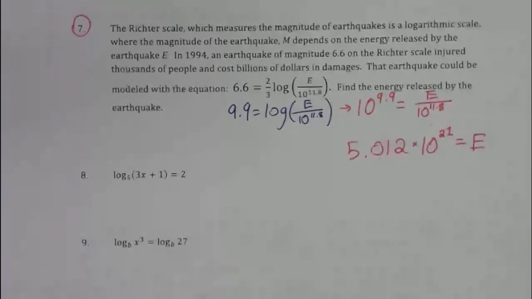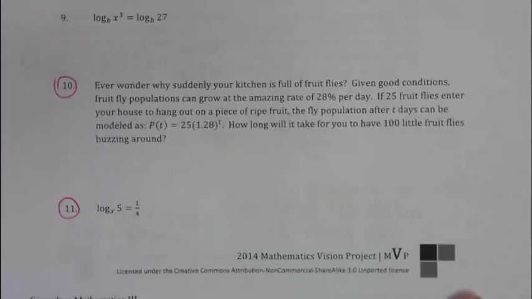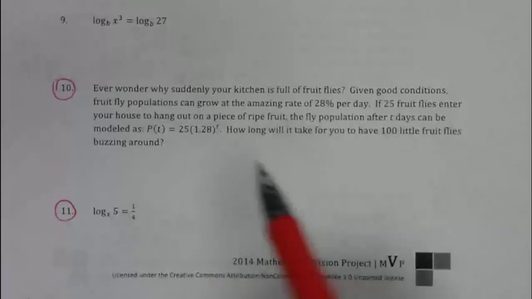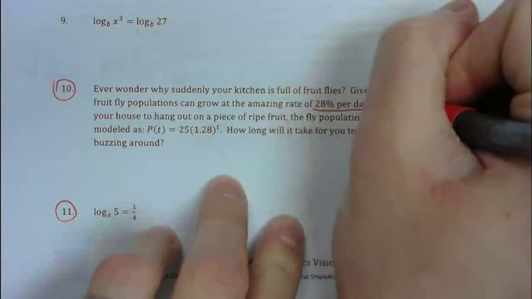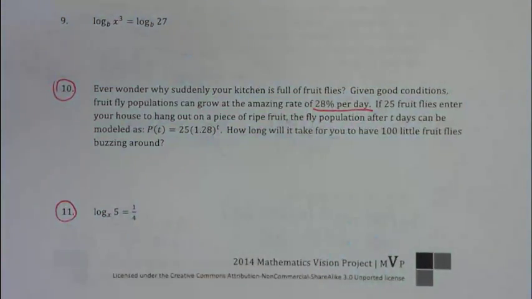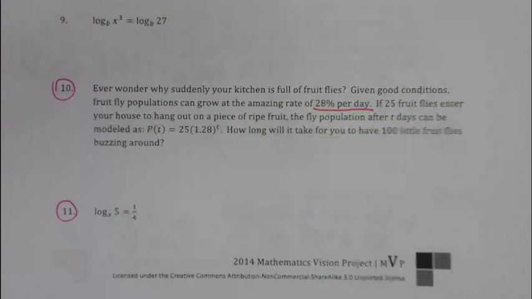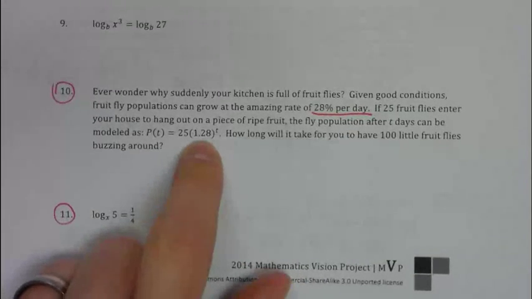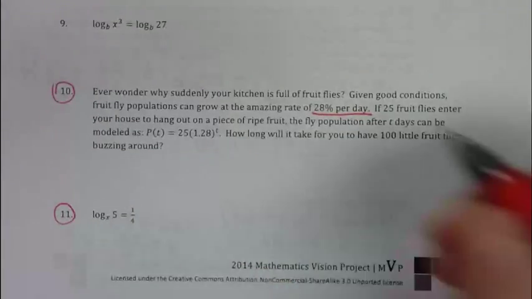All right, moving to number 10. So we're looking at fruit flies. Their population is growing at a rate of 28% per day. They have really quick turnaround and that sort of thing. They have really short lives overall. So they were starting out with 25 fruit flies, going up by 28%. And we're trying to see when it's going to be equal to 100.